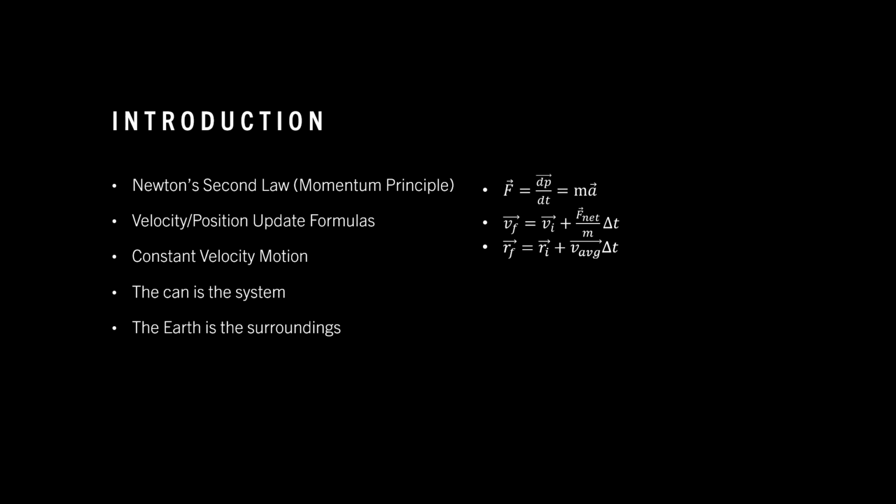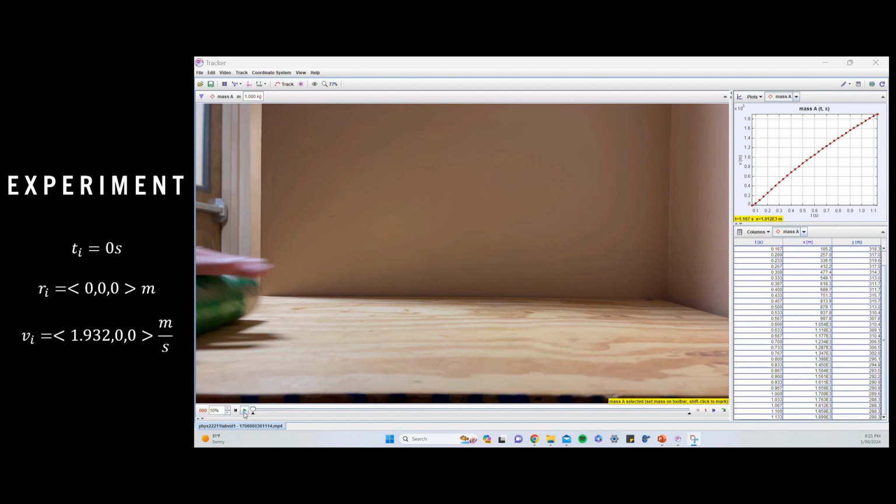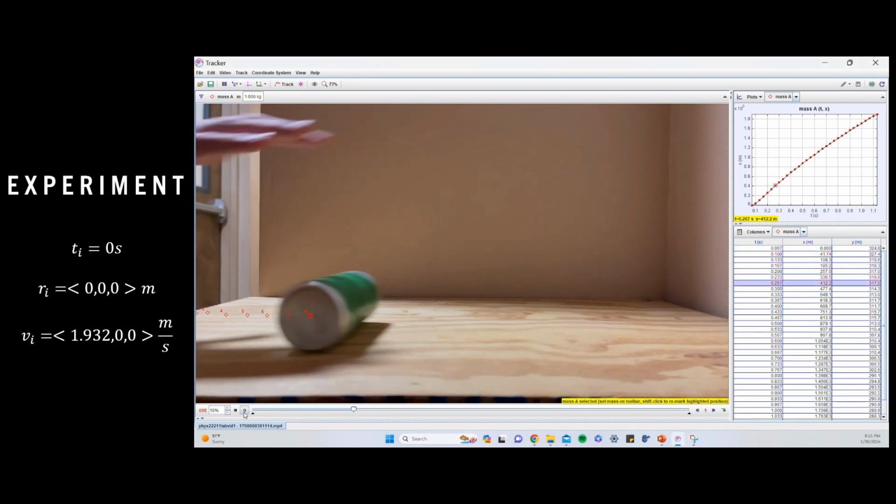Then with the system and surroundings in this experiment, the can, which will roll in the following video, is the system, and the Earth is acting as the surroundings. So with the experiment here, some initial values. The initial time is 0 seconds, and the initial position is 0, 0, 0 on all three axes. And the initial velocity is 1.932 meters per second in the x direction, and then 0 in both the y and z direction.